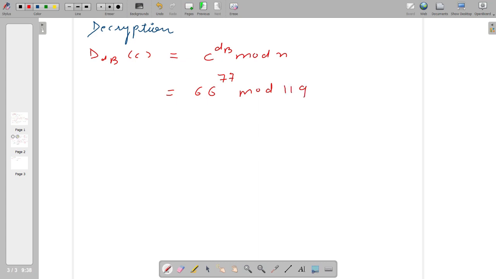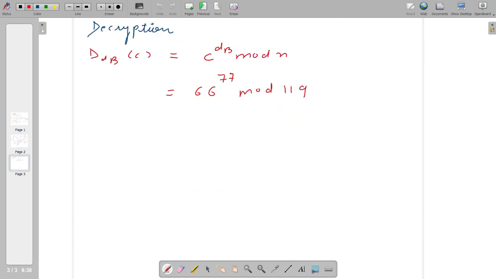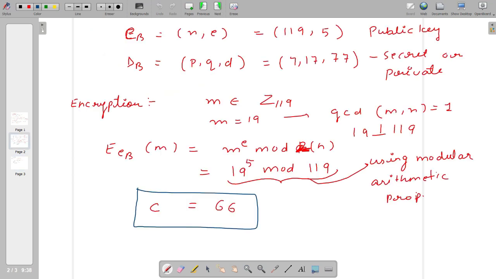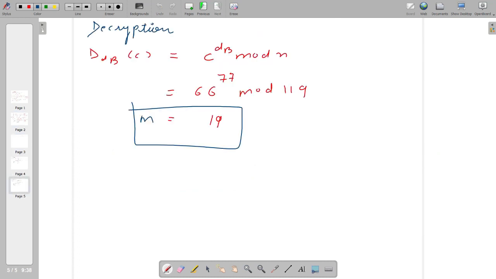119. Let me check one thing. It's not phi n, it is mod n, so it comes out to be 119. So now when we solve it using modular arithmetic properties, it comes out to be 19. So now the plain text M is 19 and ciphertext is 66. So this verifies it. When we take plain text 19, we calculate ciphertext 66, and using decryption and taking the ciphertext 66, we calculate the plain text is 19.